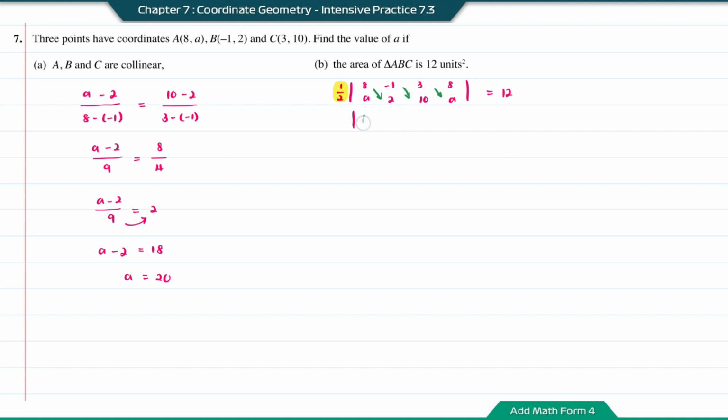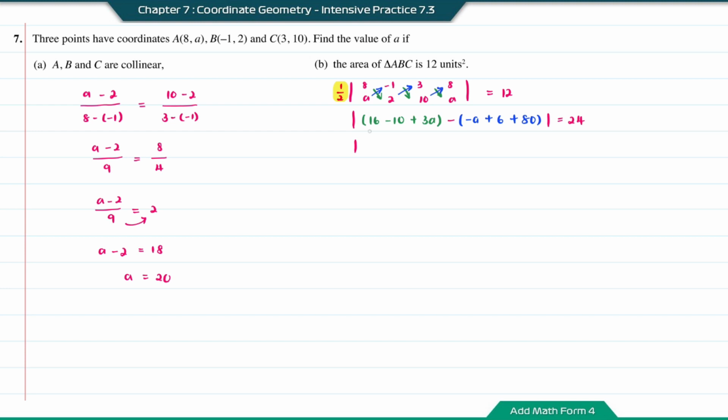Then I'm going to sum all the products in these directions. So 8 times 2, here I'm going to get positive 16. -1 times 10, -10. 3 times a, positive 3a. Then I'm going to minus the sum of all products in this direction. So bracket a times -1, this will be -a. 2 times 3, positive 6. And 10 times 8, it will be positive 80. So this is equal to 12 times 2, which is 24.